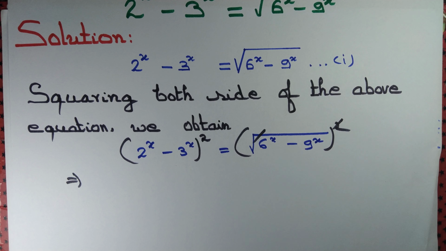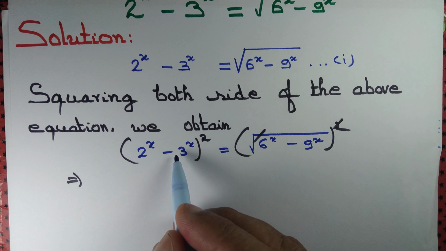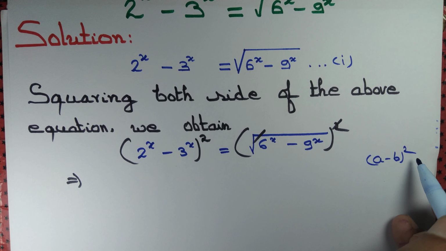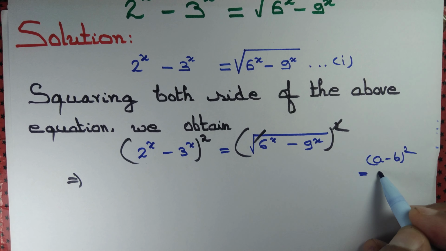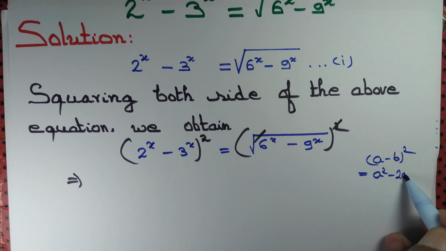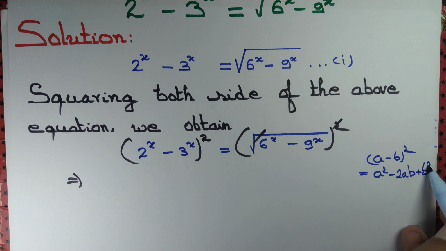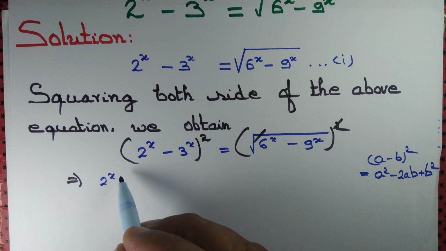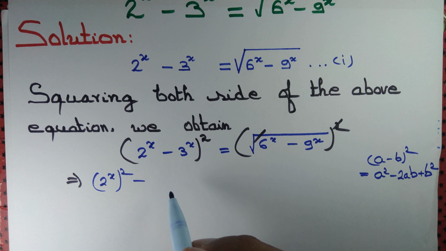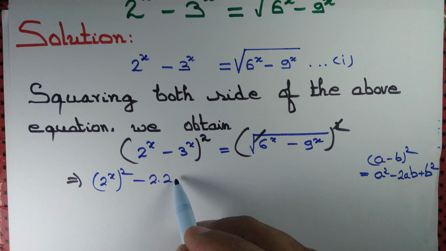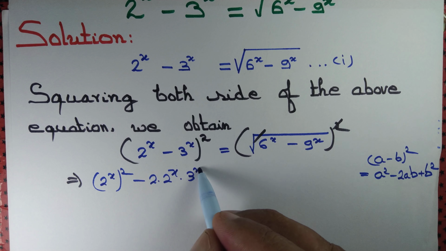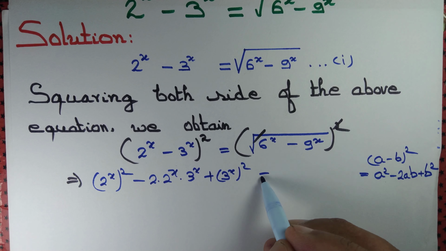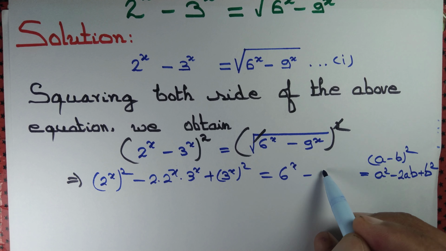So we can write this equation as, we simply apply the formula a minus b whole thing square equal to a square minus 2ab plus b square. So a squared, 2 to the power x whole thing square, minus 2ab, 2 into 2 to the power x into 3 to the power x, plus b square, 3 to the power x whole thing square, equal to 6 to the power x minus 9 to the power x.